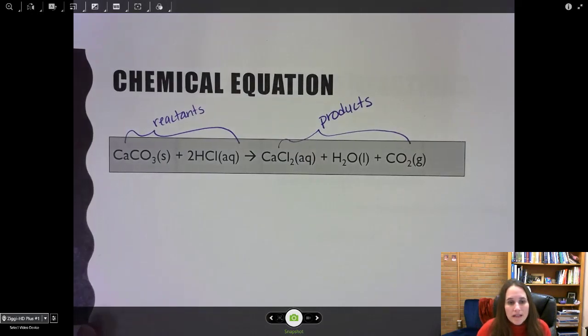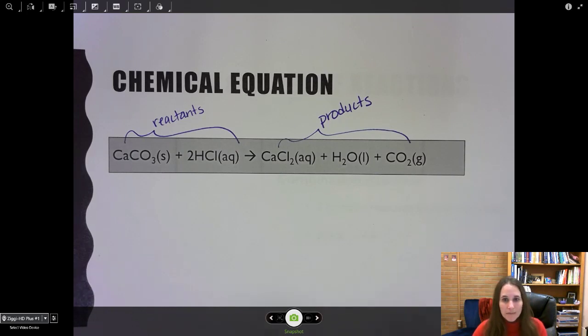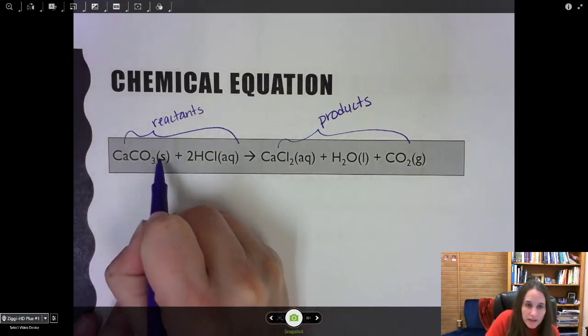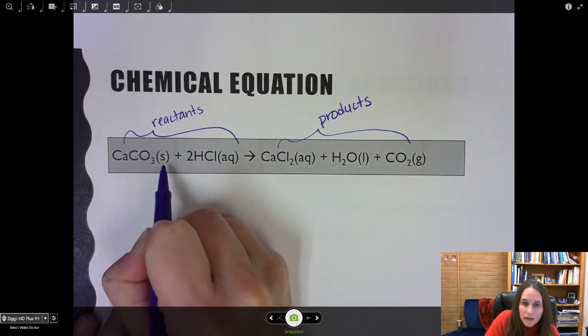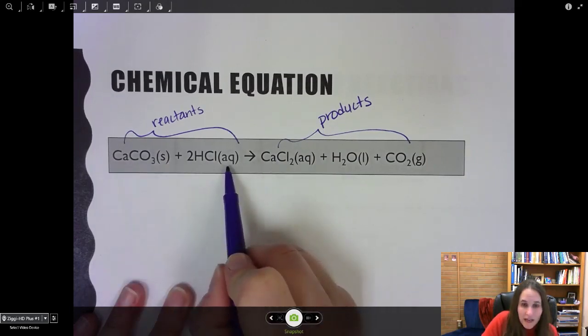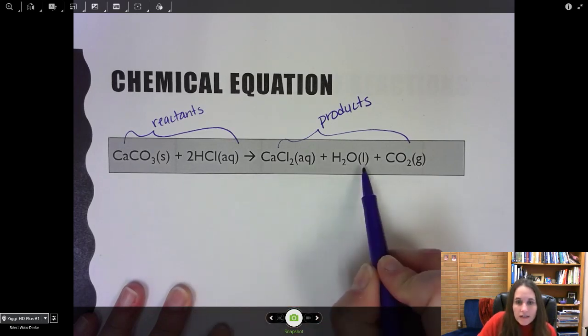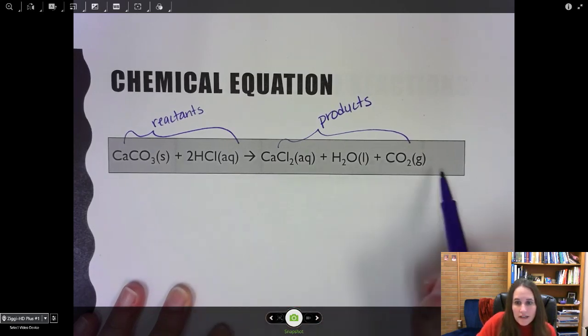And then you can see that we also often include some additional information, such as the state of our reactants and products. And you can have one or more reactants, and that's the same for products too. So here we have the state written there in the little parentheses. This is solid, this is aqueous, which means dissolved in water, and then here liquid, and then our gas.